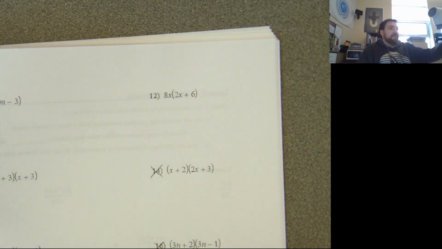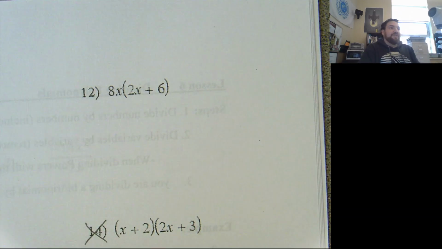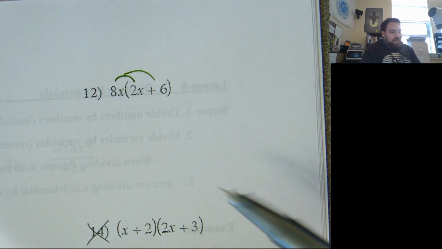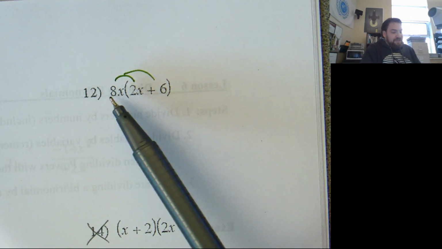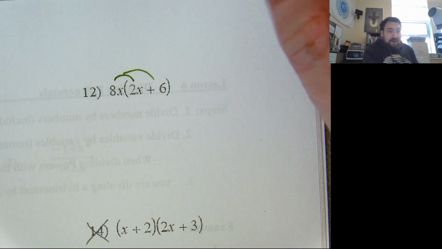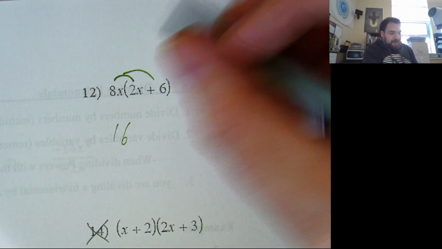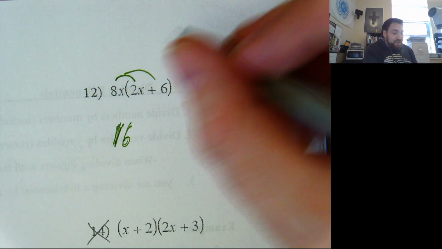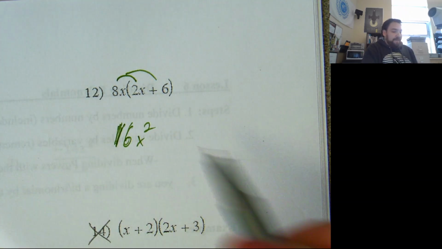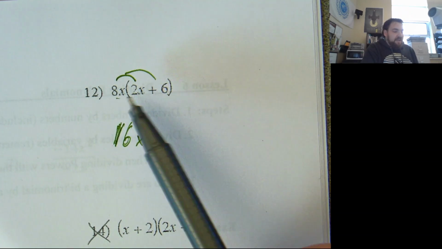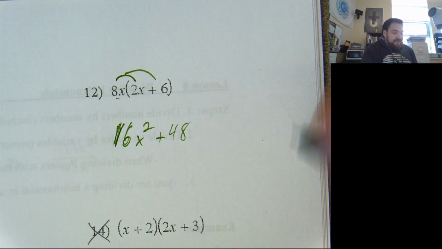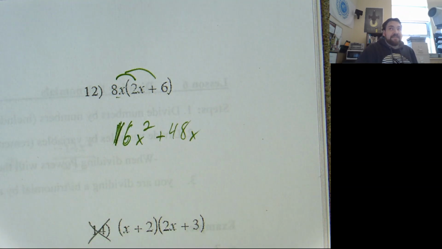Sure, let's do 12. Dakota really wants to start dividing. Here we go. I'm just going to distribute in. That's the keyword here. This term, the 8x times the 2x, 8 times 2, Garrett. You bet. X times x, Garrett. X squared, you bet. And then 8x times 6, you multiply the 8 and the positive 6 together to get positive 48, and the x comes along for the ride. That's it. Done. Easy peasy lemon squeezy.